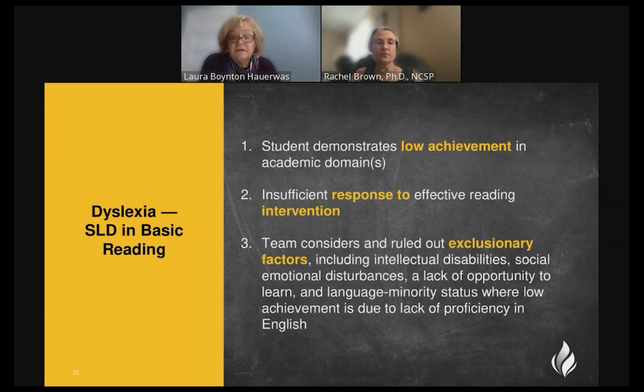One, does the student demonstrate low achievement in academic domains? Two, does the student show insufficient response to effective reading instruction and interventions? And three, has the team considered other factors that might contribute or explain the reading difficulty that is being identified? So what does this mean specifically when we think about a learning disability in basic reading or dyslexia?